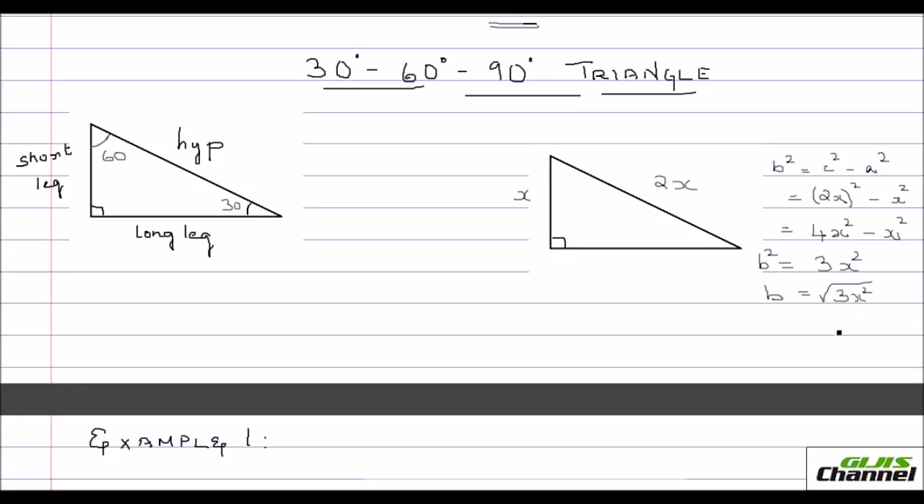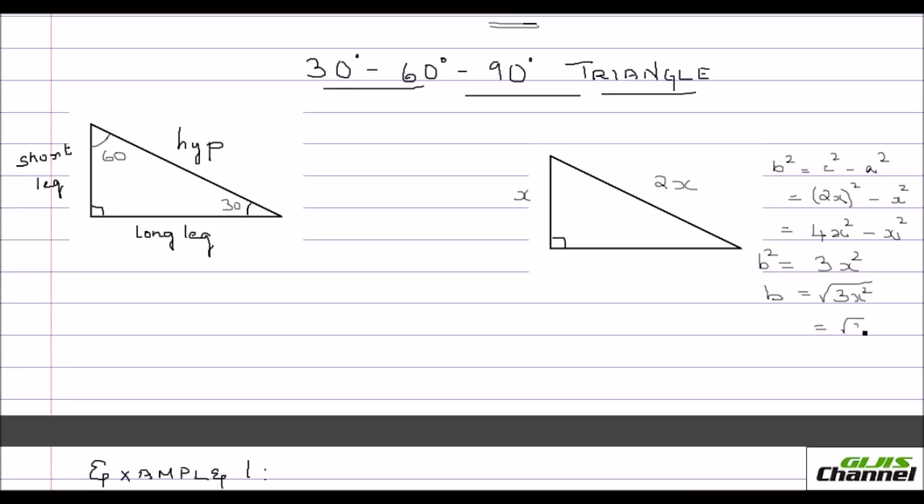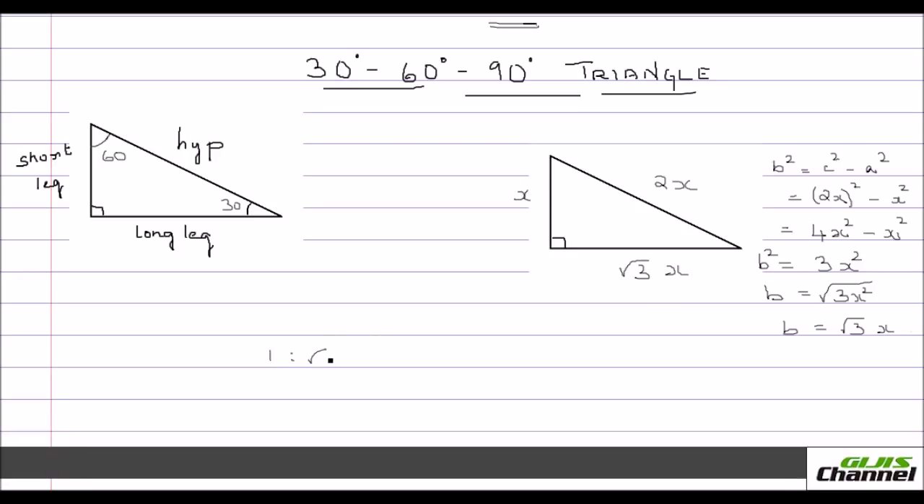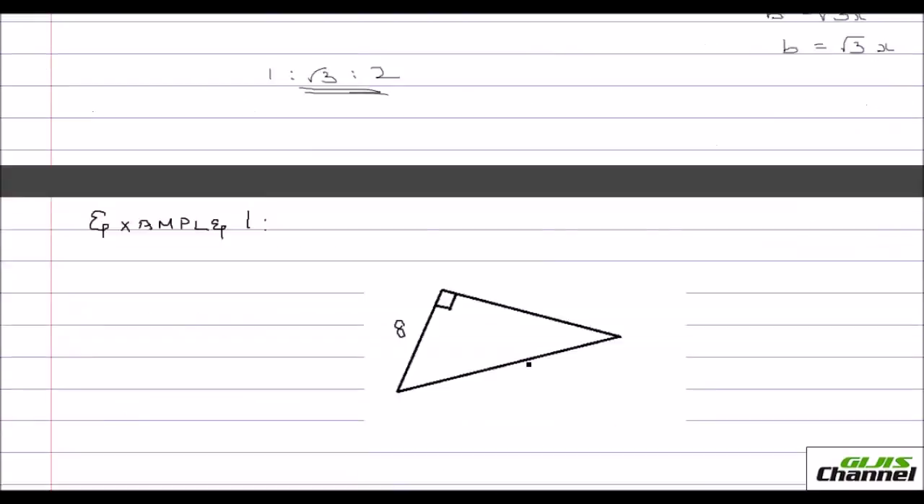Since you don't have a perfect root for root 3, I just keep it as root 3, and the square root of x square would give you x. So your b is root 3x. So this side would be root 3x. And now the ratio here is 1 is to root 3 is to 2. Now let's see how we apply this property in the problems.